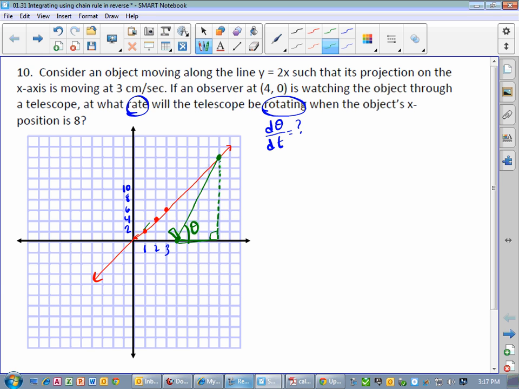Now, let's try to catalog our variables here. Remember, we usually make two columns, constant and changing. Well, we have an angle. Is the angle constant or changing? The angle's changing. We have an x value. Is the x value constant or changing? X is also changing. At this instant, what is the x value? At this instant right here, when we're concerned with, x is 8. Is the rate of x changing? No. So dx/dt is a constant of 3.